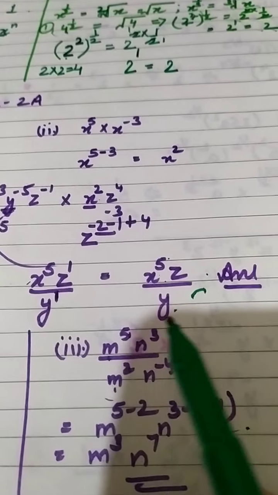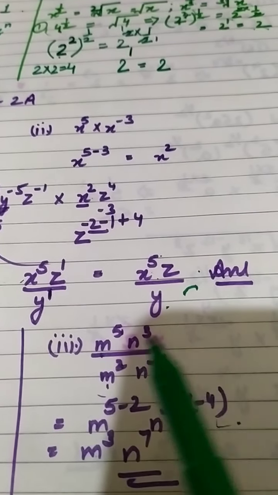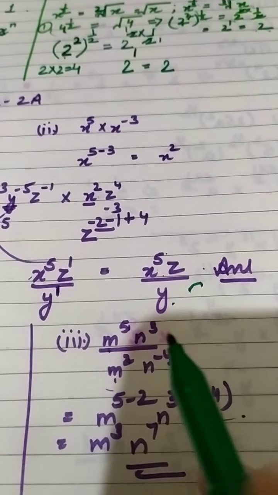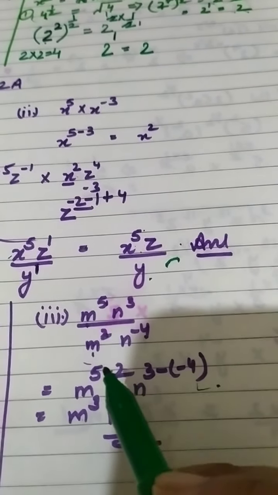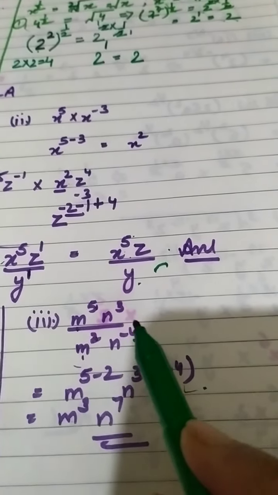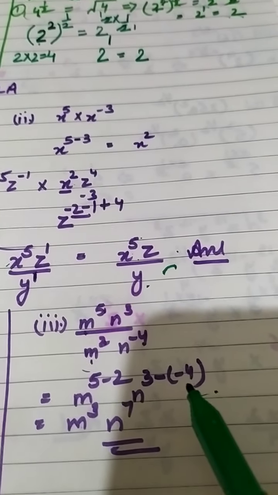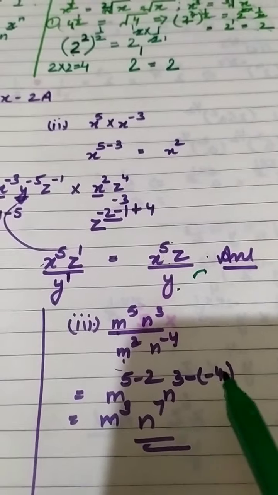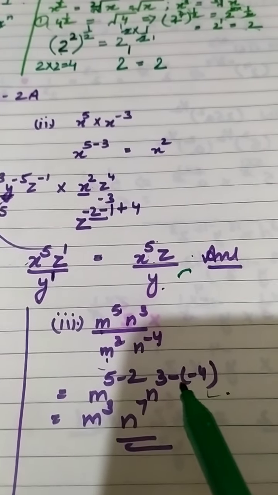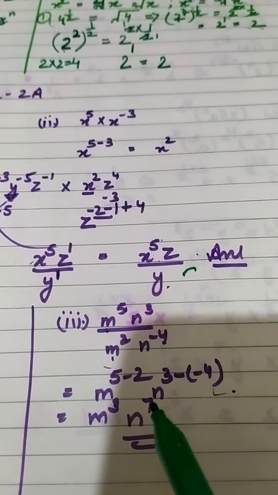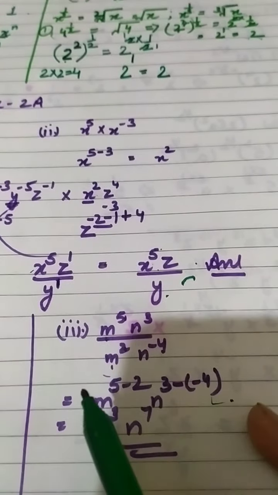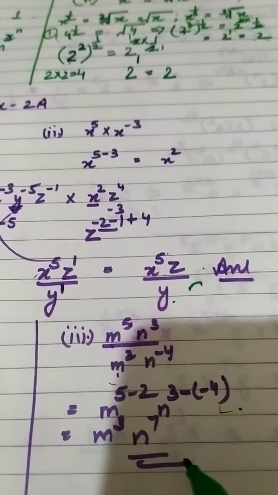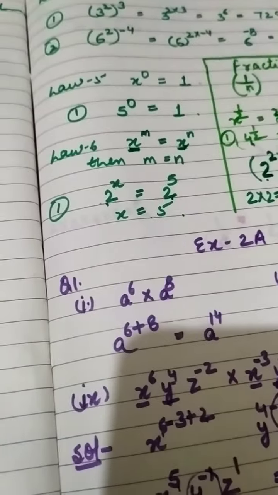M raised to the power 5, n raised to the power 3 upon m square n raised to the power minus 4. Then we will subtract this 2 from 5, and n 3 minus, and that is also minus, so minus minus plus. So 3 plus 4, 7, because these signs are multiplying, so the sign will also be of multiplication. So m raised to the power 3 n raised to the power 7 is our answer. Got it, children?